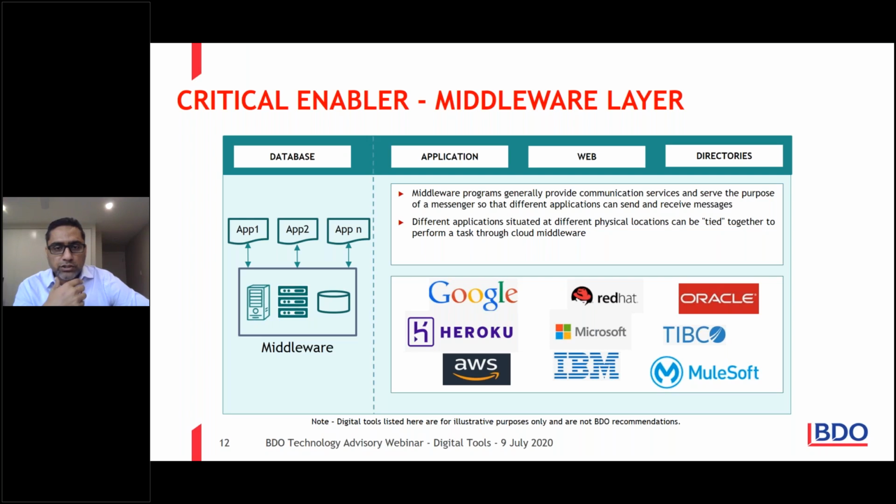Now, this is a market which has been evolving at a very rapid pace, especially with the coming in of AWS, MuleSoft, now Red Hat being with IBM. So the market has consolidated and is bringing in new technologies. TIBCO, Heroku, these are again some of the capabilities that a lot of our clients are leveraging to create that interface between all the different applications so that they can run more seamlessly from a user and from a customer point of view.